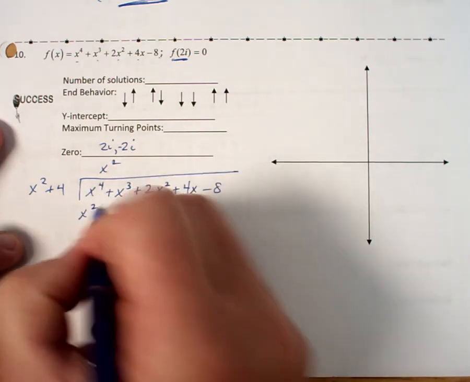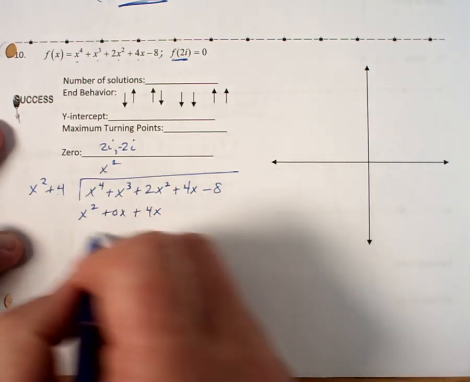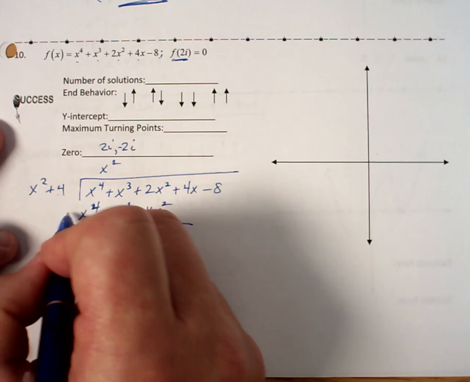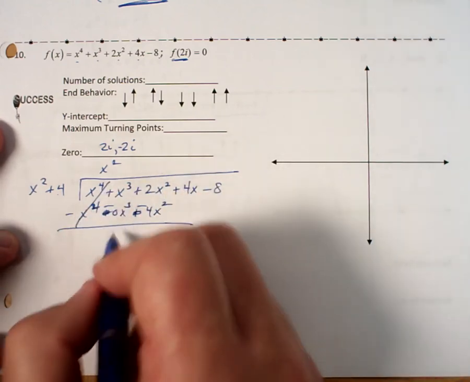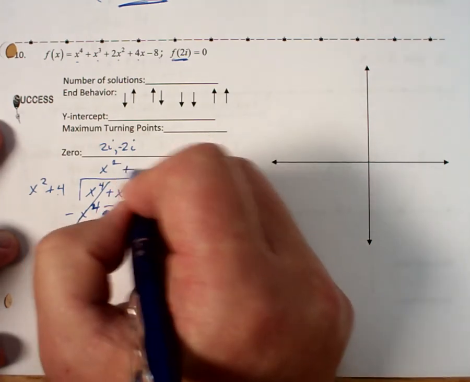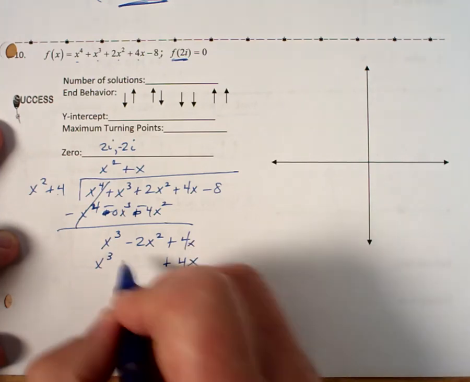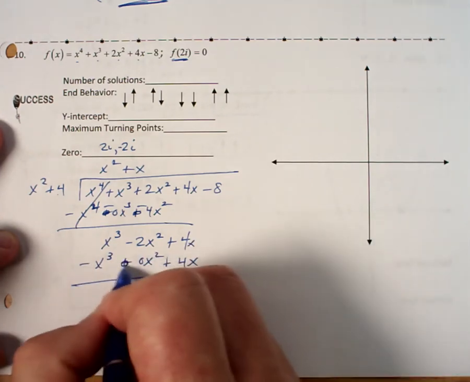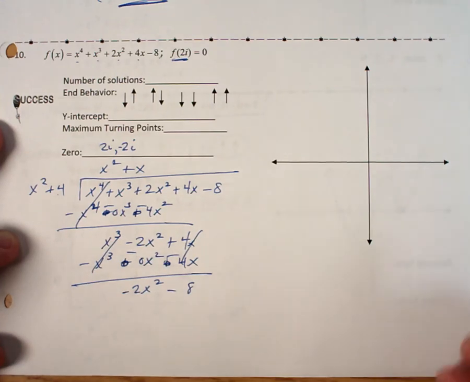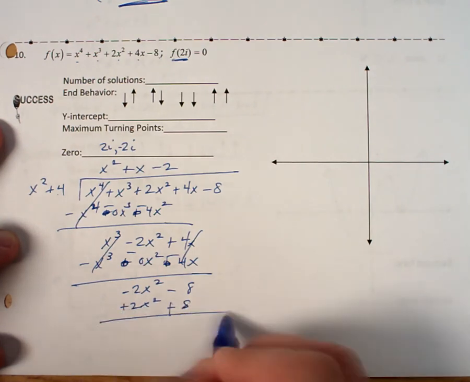X squared. 4 times x squared is a 4x squared. I should have put a 0x in here. Sorry, that should be a 4, and that should be an x cubed, and that should be x squared. So minus, minus, minus. Cancel. X cubed minus 2x squared, and bring down the 4 plus x. X cubed, and then plus 4x. This is a 0x squared, minus, minus, minus, cancel, negative 2x squared, cancel, minus 8, and then a negative 2x squared, minus 8 plus 0.